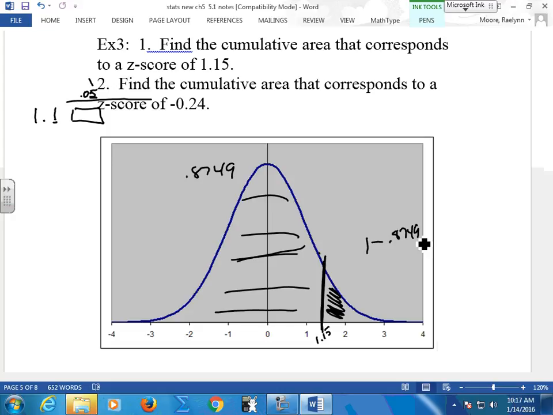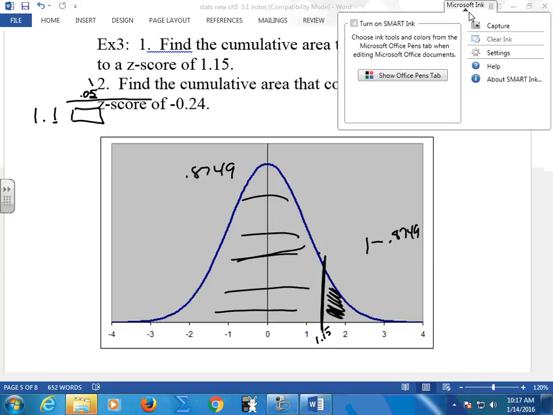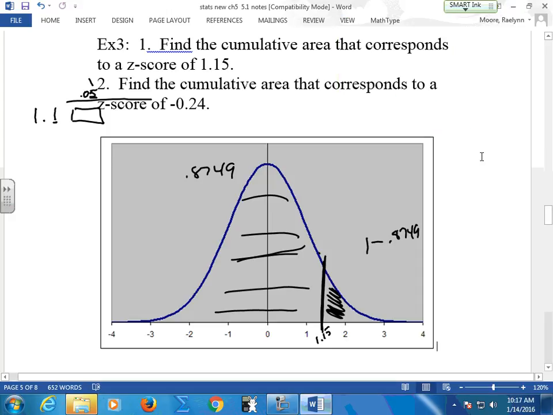Okay, now, here's another little characteristic here. You gotta watch real closely. Okay, now, say I took negative 1.15, and I wanted that area to the left. Let me subtract this area first over here. As a matter of fact, look up negative 1.15.